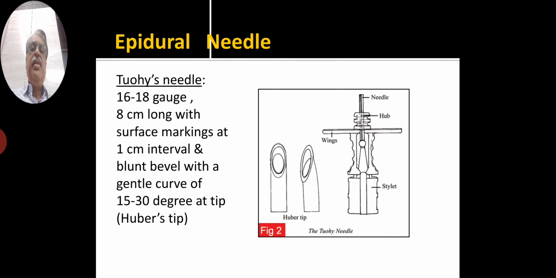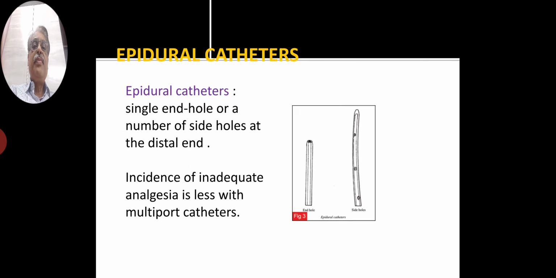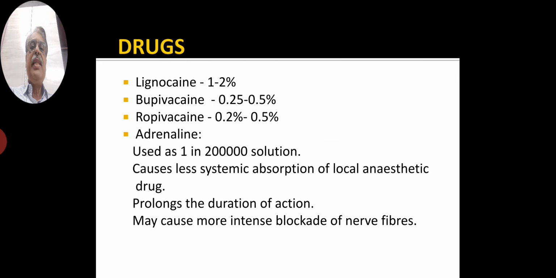The degree of curve at the tip is 15 to 30 degrees. It is called Huber's tip. Then epidural catheters. There are two types of epidural catheter: single end hole or a number of side holes. In practice, we use a number of side holes. The incidence of inadequate analgesia is less with multi-port catheters.